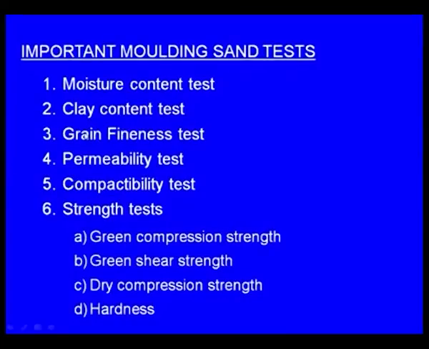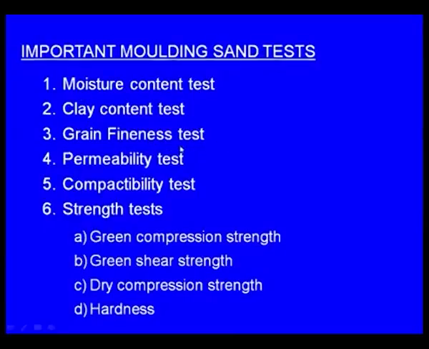Next, we have seen how to measure the grain fineness number. The grain fineness number indicates the size of the sand particles. If the grain fineness number is very low, the sand particles are very coarse. On the other hand, if it is very high, the sand particles are very fine. Next one, permeability. Permeability means the ability of the molding sand to allow hot gases to pass through the sand system. This is very important, and we have seen how to measure the permeability.